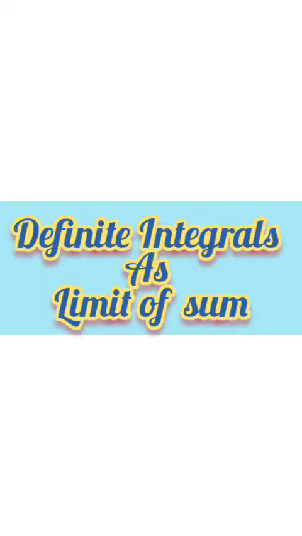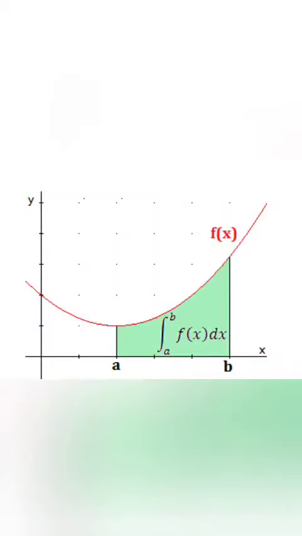Today we are going to know about definite integrals as limit of sum. We already know that the goal of integral calculus is to find area under a given curve. Or we can say that integral a to b f(x) dx is the area under curve f(x) between two given points a and b. That is, the area under curve f(x) between two given points a and b is equal to the value of the integral a to b f(x) dx.